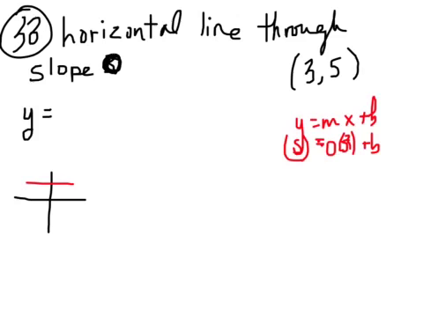I need to know cold turkey, because these are going to show up so much in math, that a horizontal line is y is always the same thing, okay? And so what's my y over here in this point? It's 5. So I know my equation is going to be y = 5.